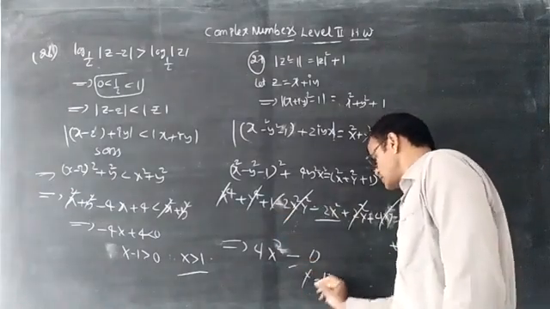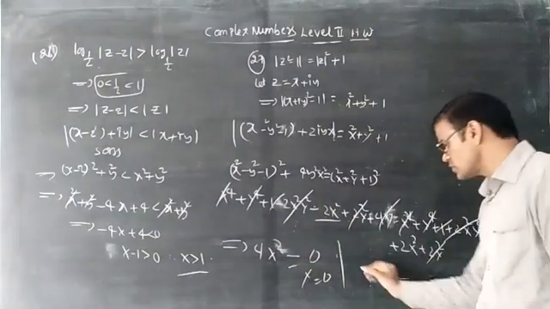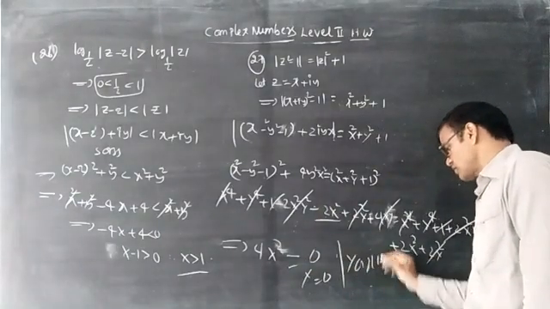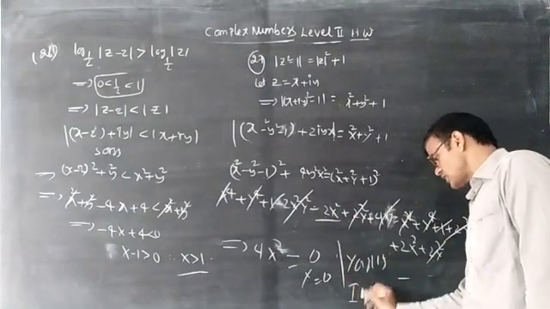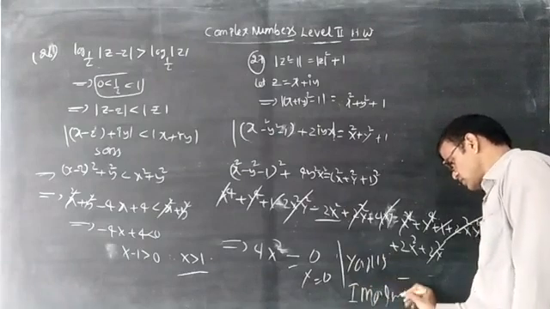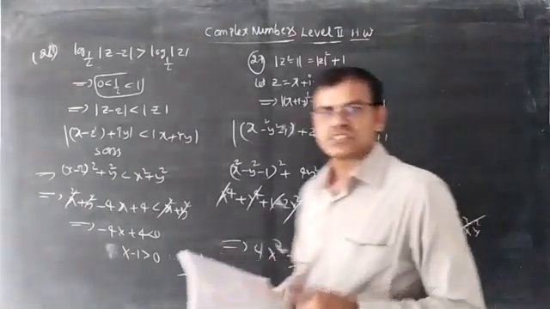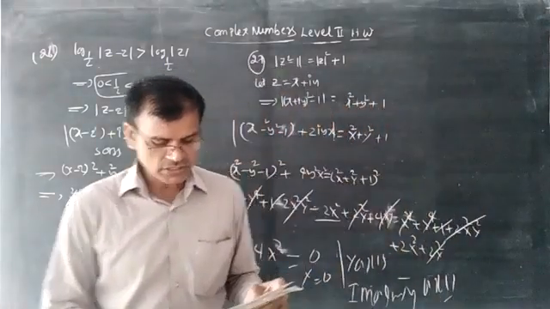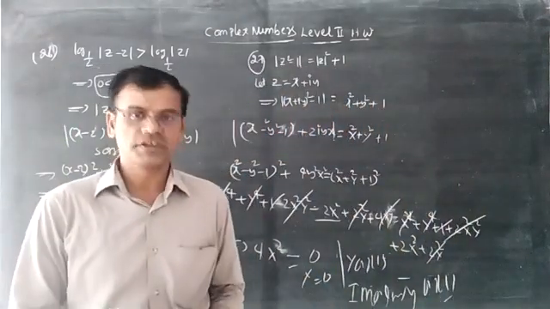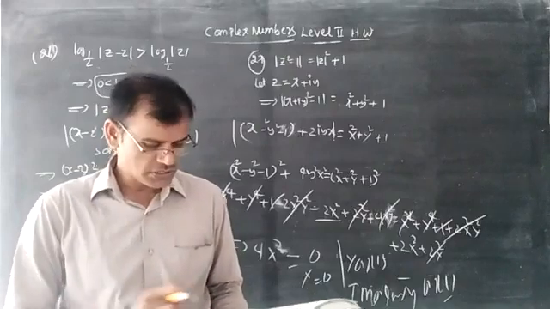So you can say x equal to 0. X equal to 0 means y-axis, you can say the imaginary axis. Locus is the imaginary axis. Okay students, you have completed successfully 27 bits. Let us discuss the next bits in the next class.